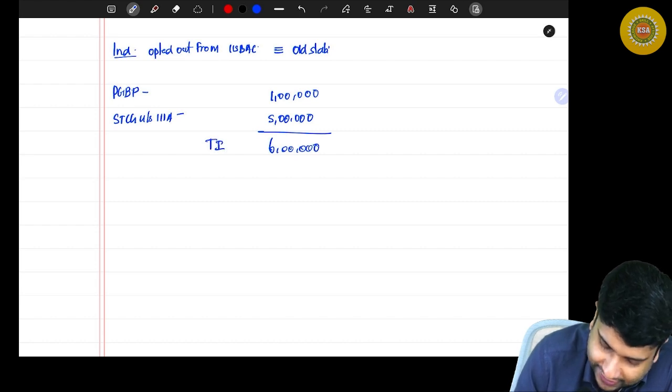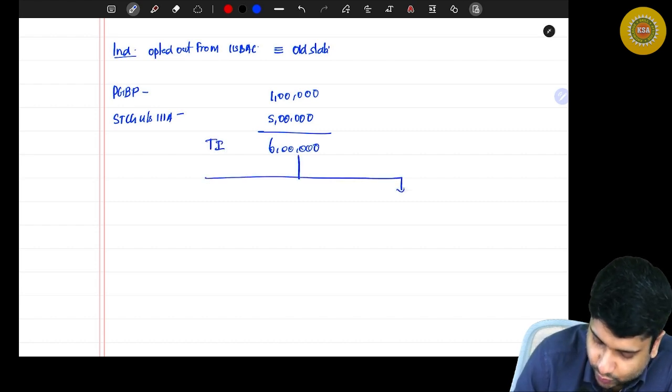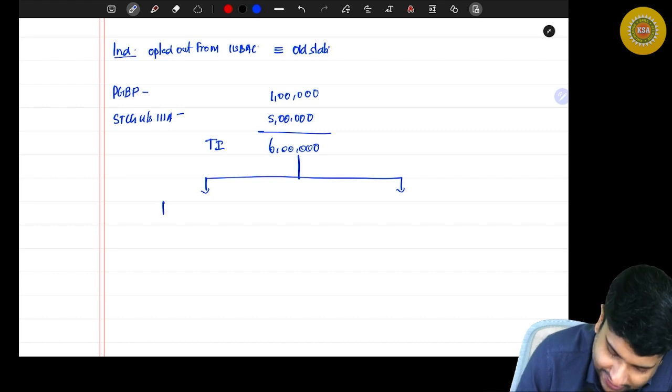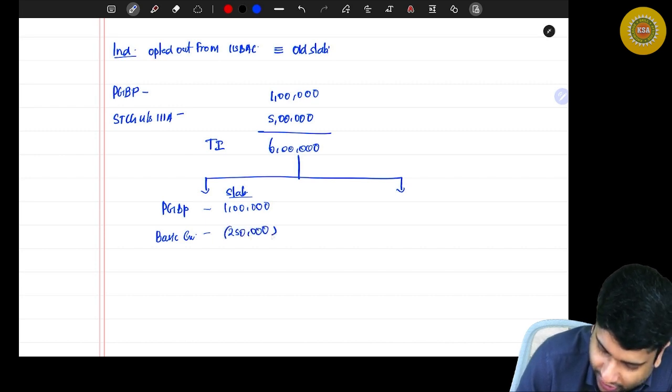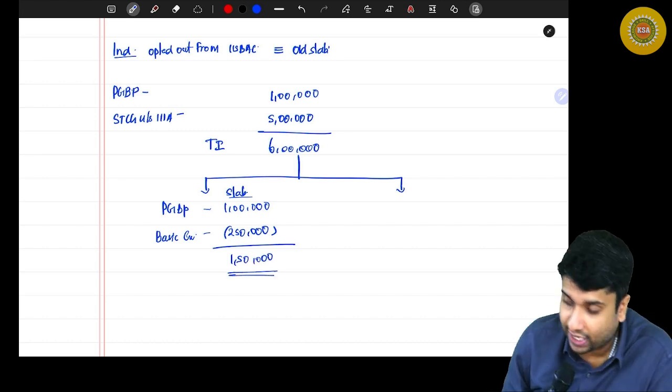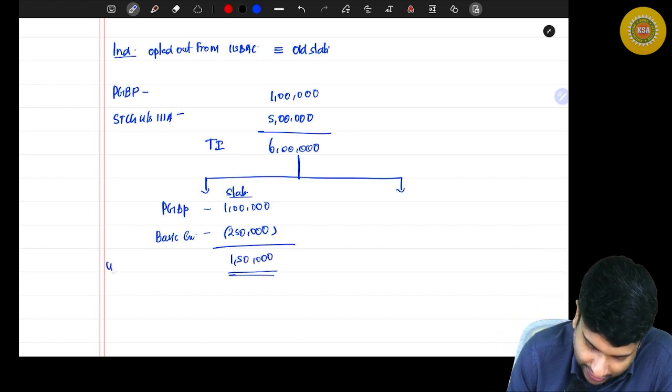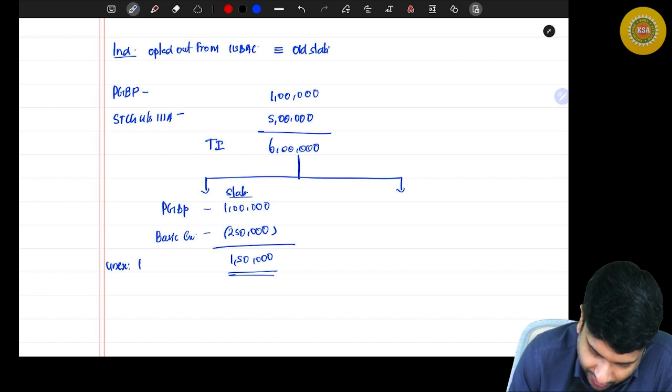While computing tax liability, you have to split this into two. Number one, PGBP income will be subjected to the slab rates. And how much is my basic exemption limit? Basic exemption limit is 2,50,000, but my income is only 1 lakh. So there is some balance in the basic exemption limit. And how much is the balance? 1,50,000. This is called unexhausted basic exemption limit.